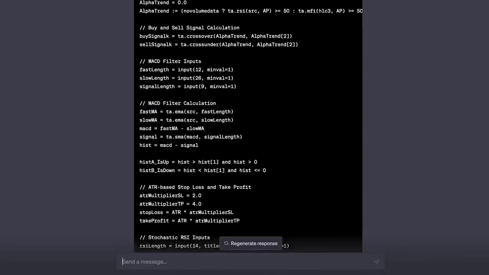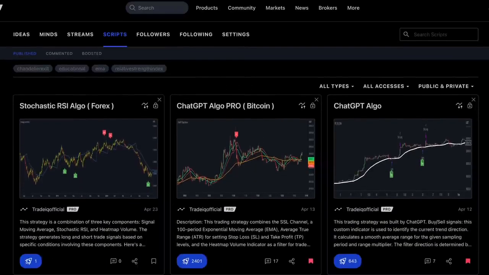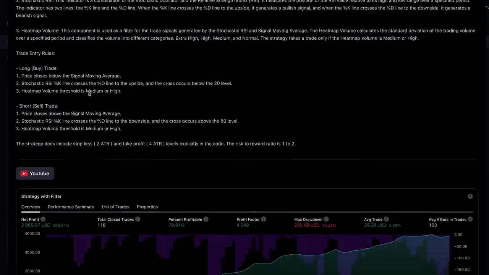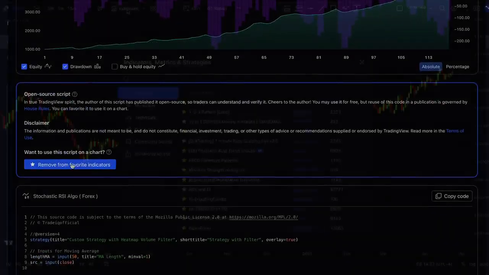I took the script, made some adjustments and published it to my TradingView account. I called it Stochastic RSI Algo for Forex, and yes, the script is private. I will leave a link to it in the comments down below. All you need to do is to add it to your favorites.